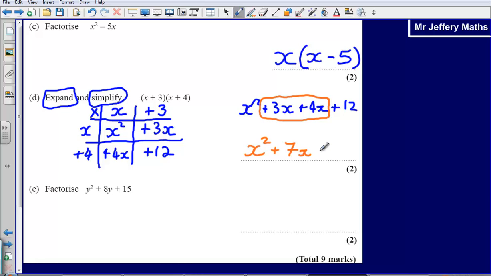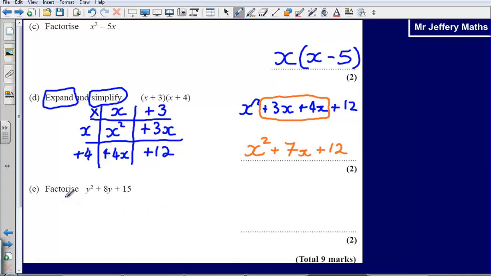And then this number on the end, I can't collect that with any other numbers that are on their own. And so I just write plus 12 at the end. So my final answer there would be x squared plus 7x plus 12. You get a mark for each on these. If you did just simplify straight away, you'd still get 2 marks. It's just worth saying that.